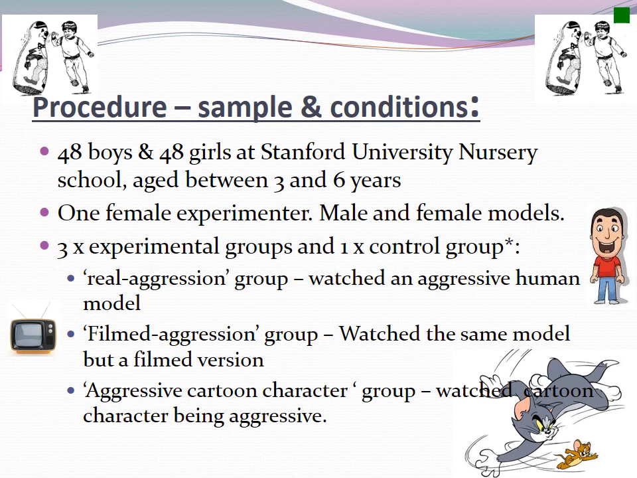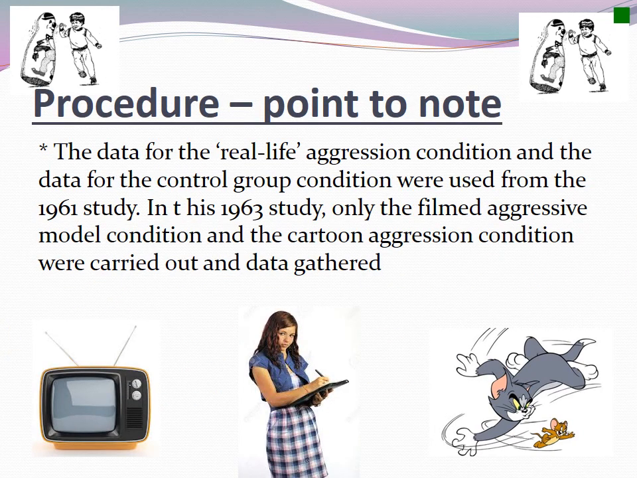Now, the real aggression group watched an aggressive human model, and that was exactly like 1961. The filmed aggression group watched the same model, but it was on a film, and the aggressive cartoon character group watched the cartoon character being aggressive. Now, for the real-life aggression condition and the control group condition, the data were all used from the 1961 study, and in the 1963 study, it was only the filmed aggressive model condition and the cartoon aggressive condition that were carried out and the data was gathered from.